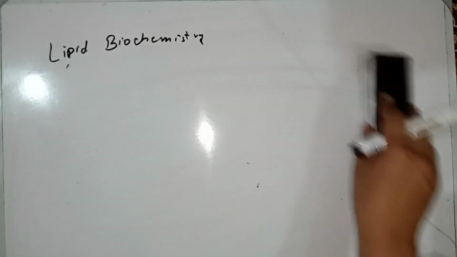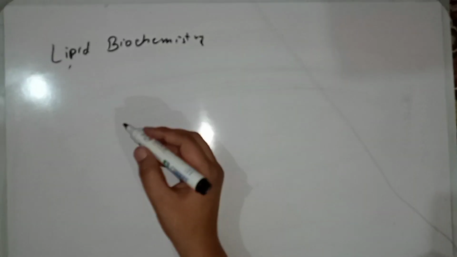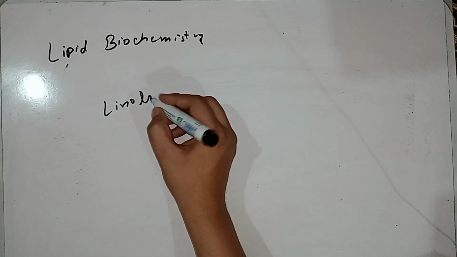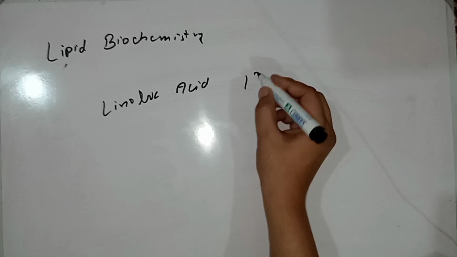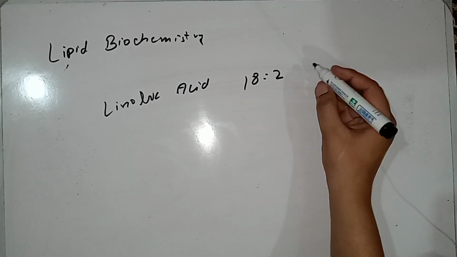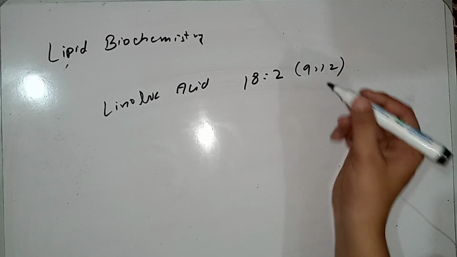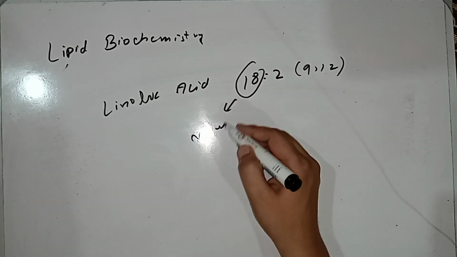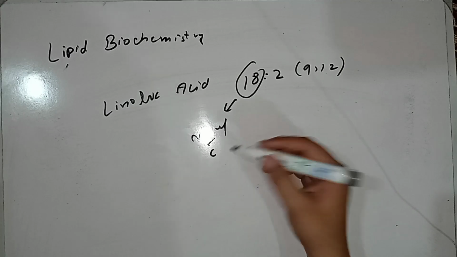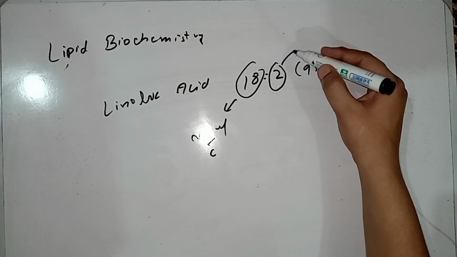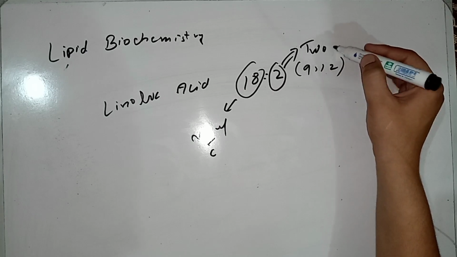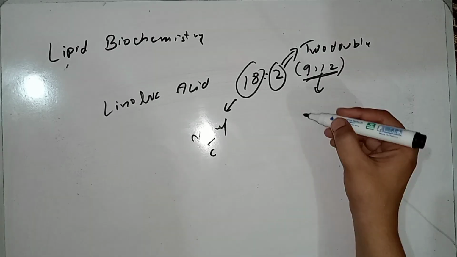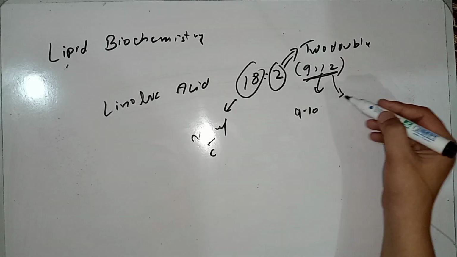Now we come towards the numbering of fatty acid. For example, we take an example of linoleic acid. Linoleic acid is written as 18:2 and then 9,12. What does it mean? It means that linoleic acid has 18 carbon atoms. This 2 after the colon indicates that it has 2 double bonds. And 9,12 shows the location of double bonds. So first double bond is between 9 and 10 carbon atoms, and second double bond is between 12 and 13 carbon atoms.